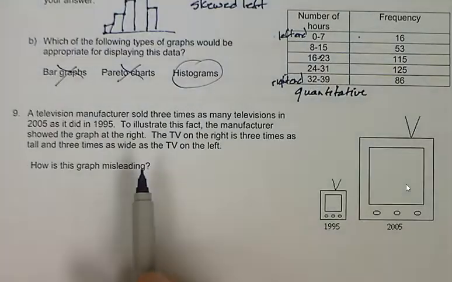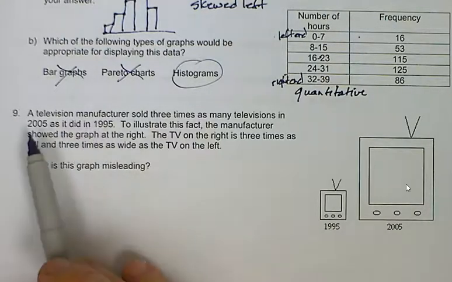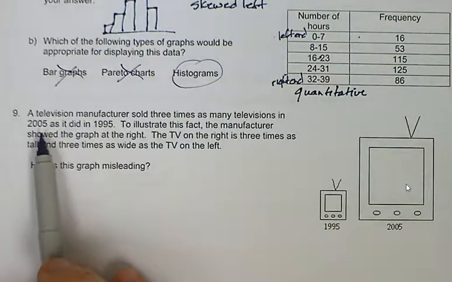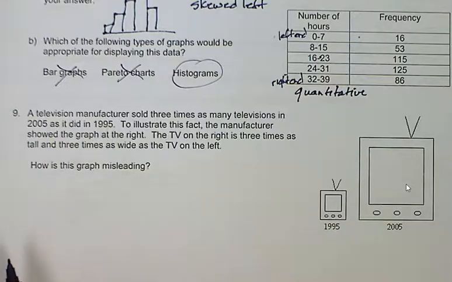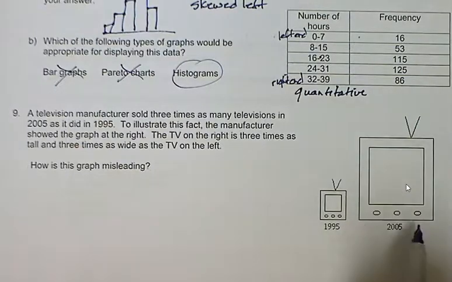Now let's look at a display that is misleading. For this one, a television manufacturer sold 3 times as many televisions in 2005 as it did in 1995. The manufacturer created the graph that we see here. The TV on the right is 3 times as tall and 3 times as wide as the TV on the left.